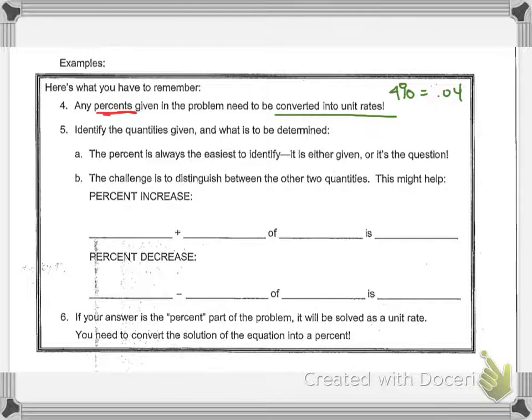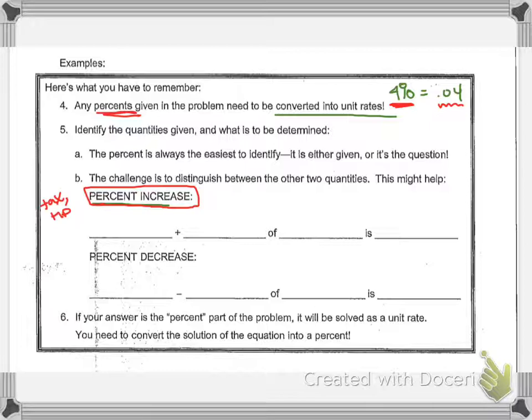Any percents, as always, that they give you in the problem need to be converted. So, for example, if I have a 4% discount, I need to change that to 0.04. That's a very important first step in any of these problems. You also need to make sure that you're identifying what you have. Do I have a percent increase problem or do I have a percent decrease?